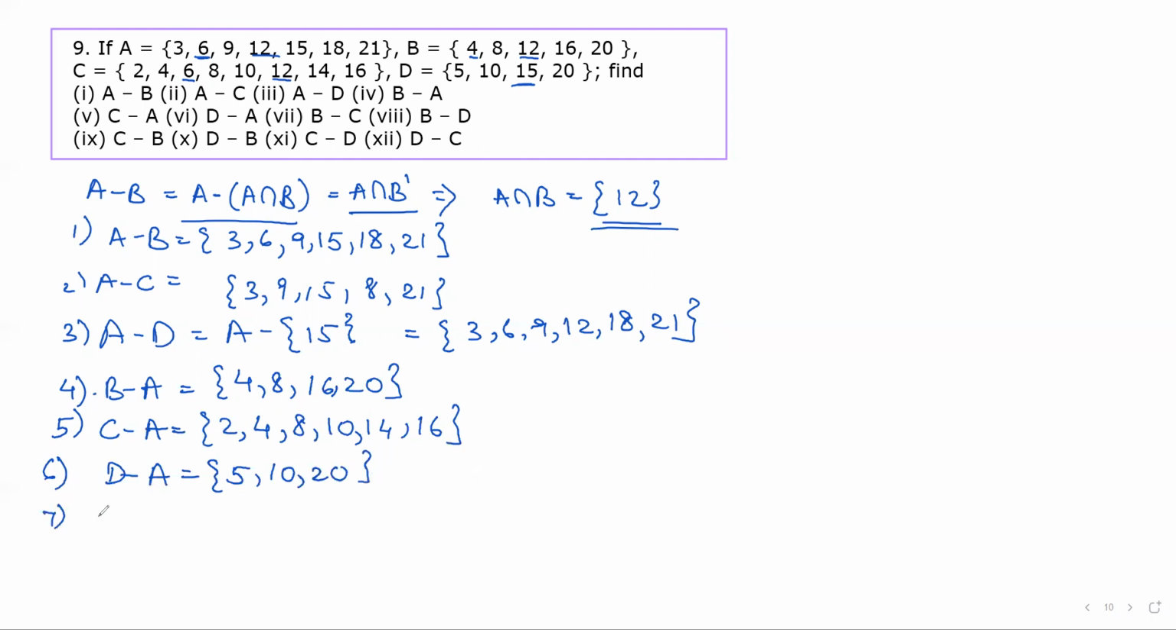7th. B minus C. B and C have 12 in common. So 4, 8, 16, 20.